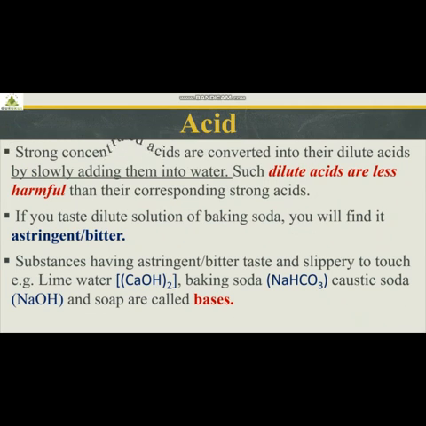Now students, strong concentrated acids are converted into dilute acids by slowly adding them into water. Such dilute acids are less harmful than their corresponding strong acids. Now the question arises, if the concentrated acids are very harmful to us, then how to use them? This concentrated acid can be diluted by slowly adding it into water, and then it turns into a dilute acid, which is less harmful.